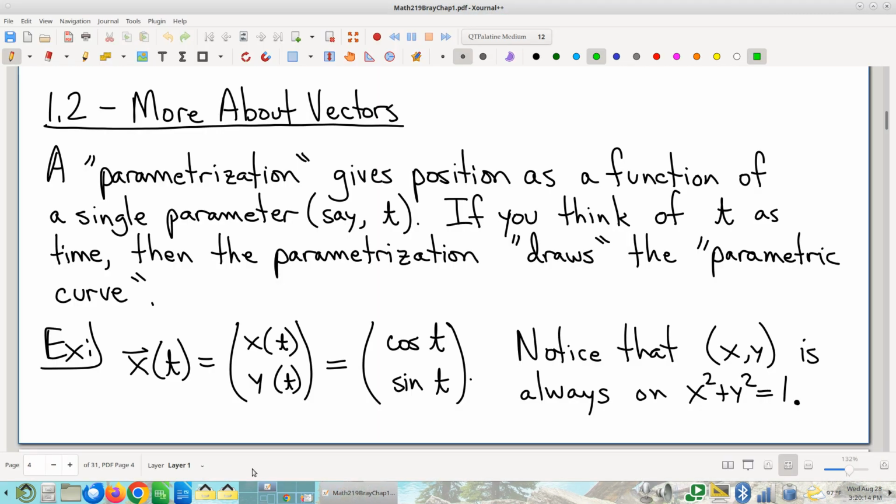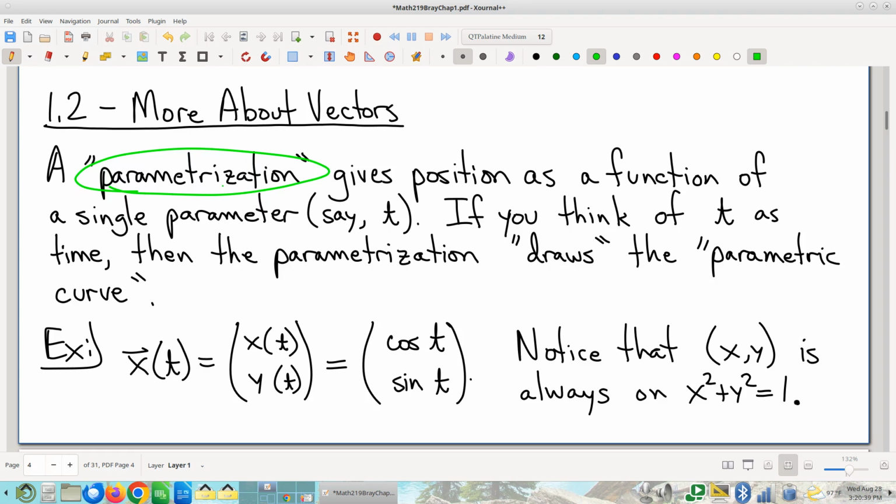And off we go. Okay, so here's where we left off last time. We finished section 1.1, and I believe, if I remember correctly, I did not start with section 1.2, so I'm picking up here. We're going to talk about something called a parameterization. It is a way to represent a curve with a function.